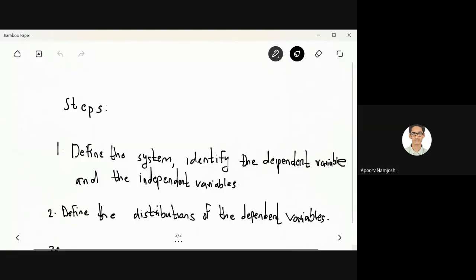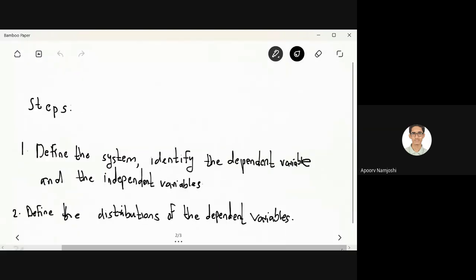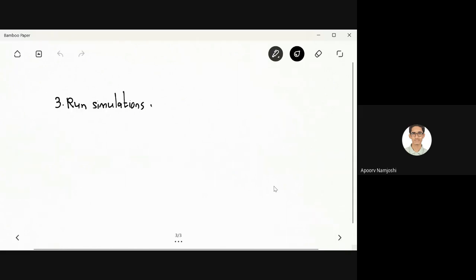So we start by defining our system, identifying the dependent variable, which decides the result that we want to get, and the independent variables which decide the input. Define the distributions of the independent variables and run simulations.